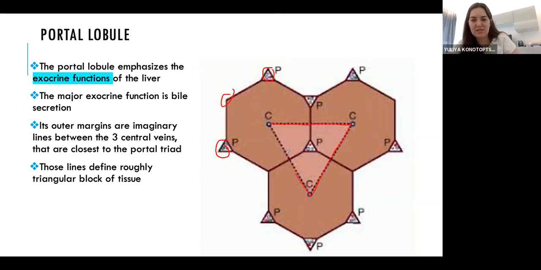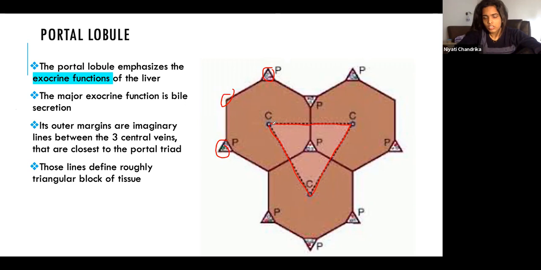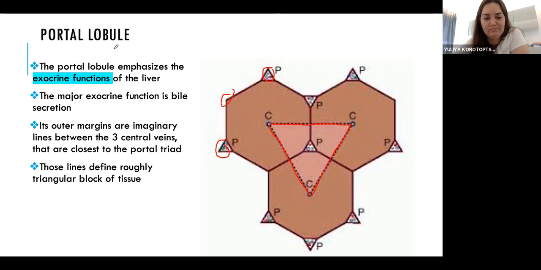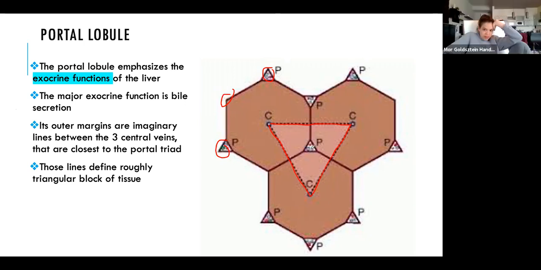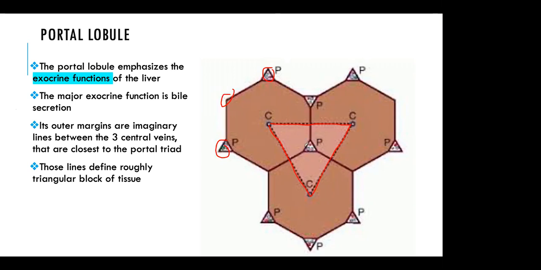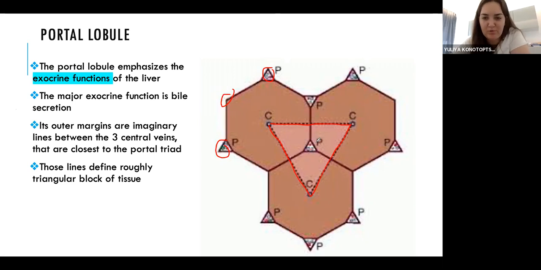So what was in the center of the classic lobule? Central vein. What is in the center of the portal lobule? The portal triad. You're going to see that in the center of the portal lobule is the portal triad. So as you can see, it changed now. Because the portal triad is in the center, it has to be exocrine function.